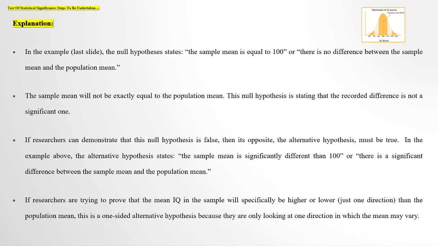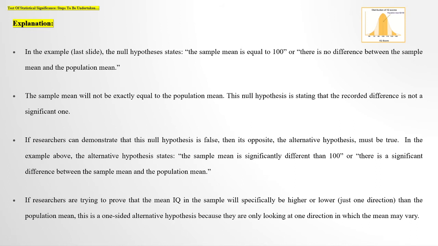Now there's a bit of explanation to this. As we have already discussed, the null hypothesis says there is no difference between the sample mean and the population mean. The sample mean will not be exactly equal to the population mean, so this null hypothesis is stating that the recorded difference is not significant. If the researcher can demonstrate that this null hypothesis is false, then its opposite, the alternative hypothesis, must be true. In this example, the alternative hypothesis states that the sample mean is significantly different from 100, and there is a significant difference between the sample mean and the population mean.